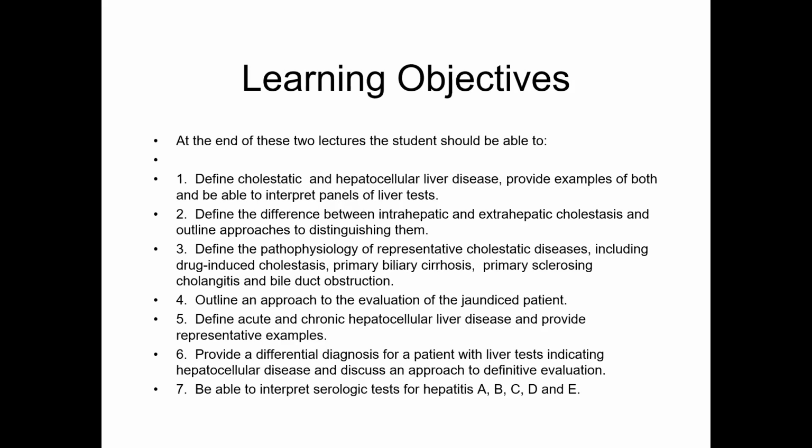Also to define the difference between intrahepatic and extrahepatic cholestasis and outline approaches to distinguish these two, and define the pathophysiology of representative cholestatic diseases, including drug-induced cholestasis, primary biliary cirrhosis, primary sclerosing cholangitis, and bile duct obstruction, and develop an approach to the evaluation of the jaundice patient, define acute and chronic hepatocellular liver disease, and provide representative examples, provide the differential diagnosis for a patient with liver tests indicating hepatocellular disease, and discuss an approach to definitive evaluation.